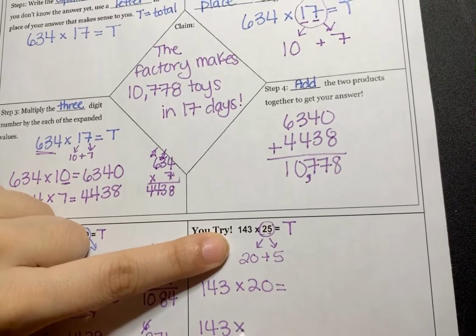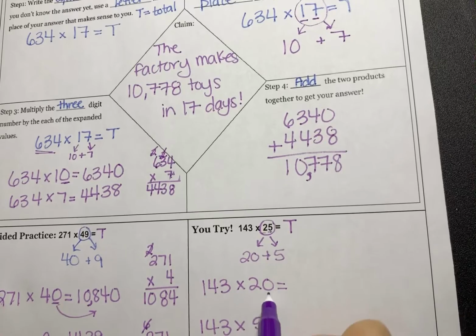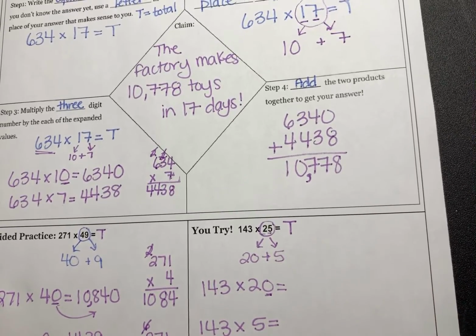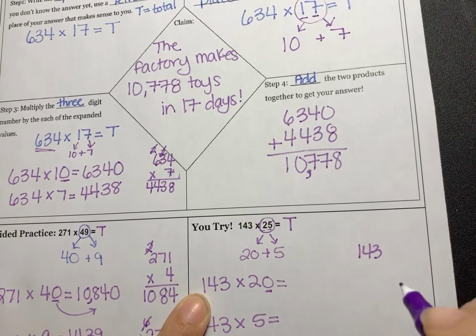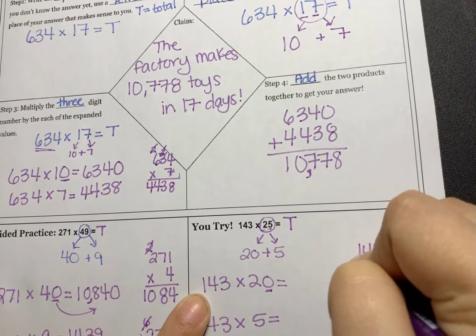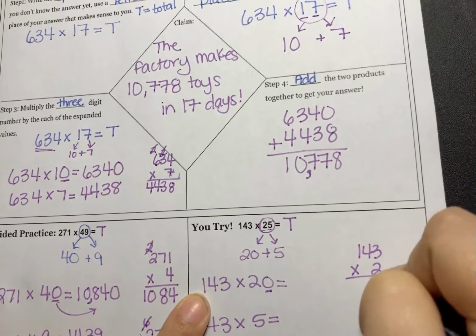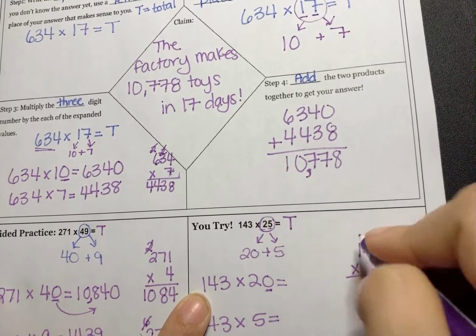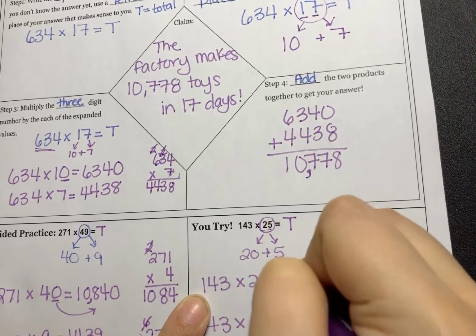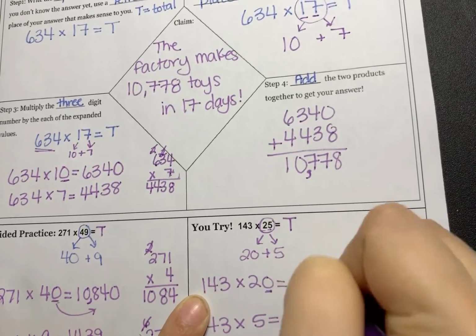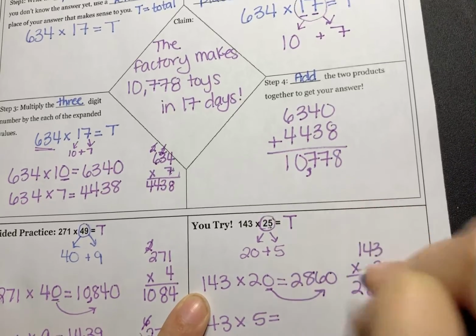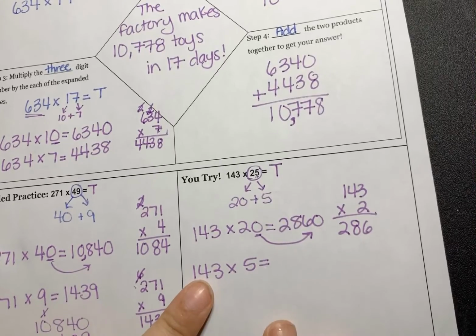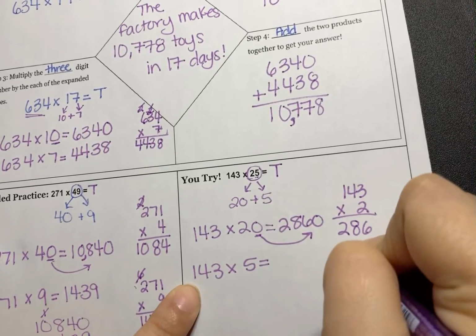143 times 5. Okay, I'm going to ignore my 0. You could even put that 0 back if you really wanted to, just so you don't forget it. I'm going to go ahead and multiply 143 times 2, which is 6. 4 times 2 is 8. 2 times 1 is 2. So I know I have 286. And I got to bring over that 0 to make 2,860.